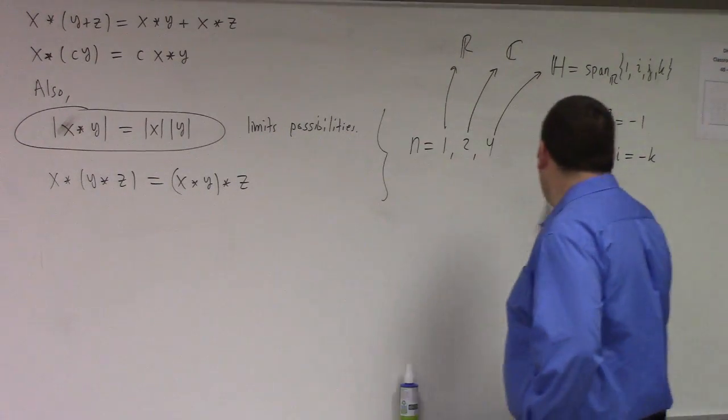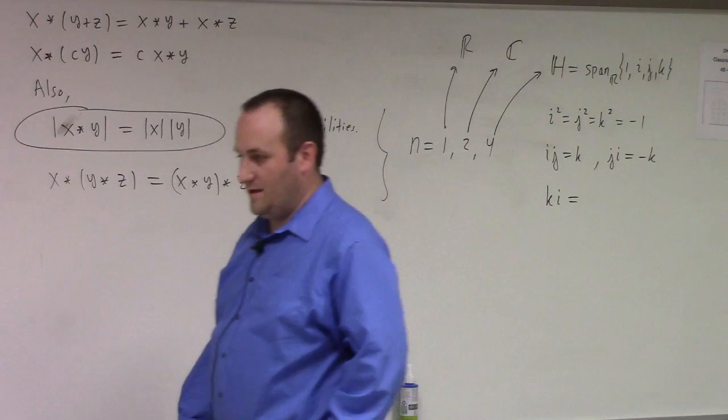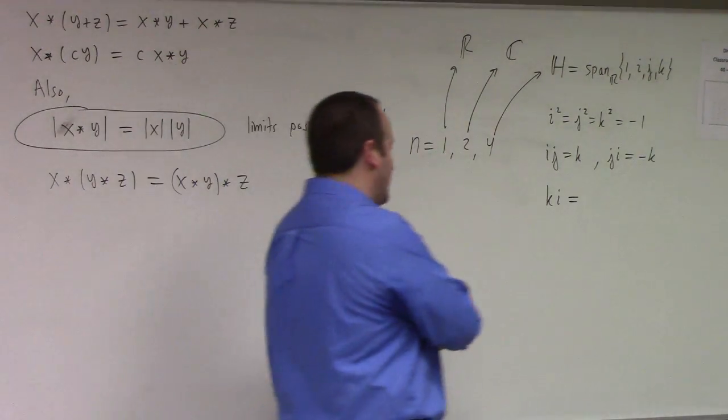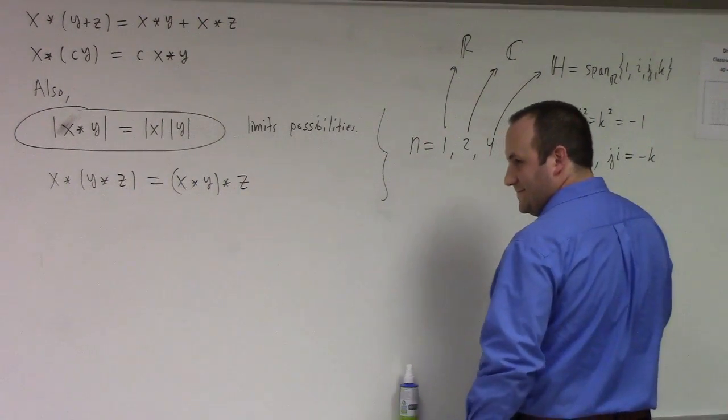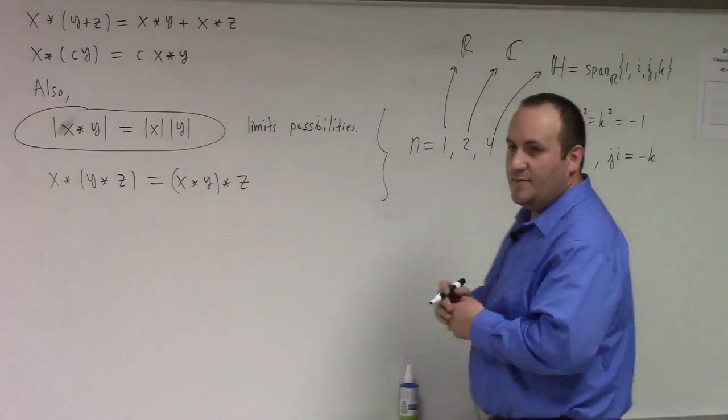So what do you think ki is? What's k times i equal to? If you're sensing the pattern here, what would k times i be equal to? Yeah, just j. They behave like cross products.